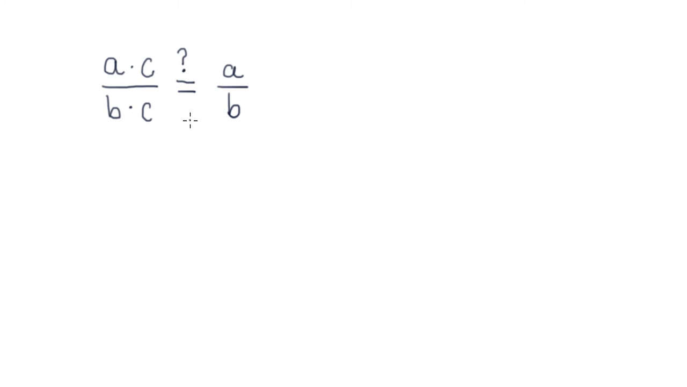So your immediate answer is probably yes, right? Because in a times c over b times c, both the numerator and the denominator are being multiplied by the same factor. And so it seems like I can just cancel c. And this really is just equal to a over b. But I claim that this is actually not always true.